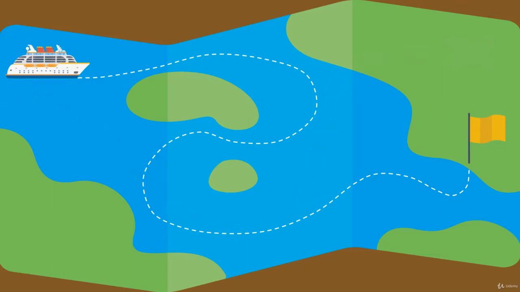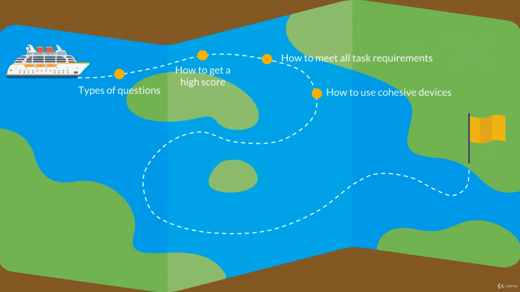In the first part of this course, you're going to learn about the different types of questions that you're going to see on the Writing Task 2. You're going to learn how to get a high score, how to meet all the different requirements of the Task 2 essay, how to use cohesive devices in a natural and fluent way, how to use grammar correctly. We're going to be covering a lot of different grammar concepts in quite a lot of detail. Then, I'm going to show you how to use the vocabulary for talking about a wide range of topics that you may see on the Task 2 essay.